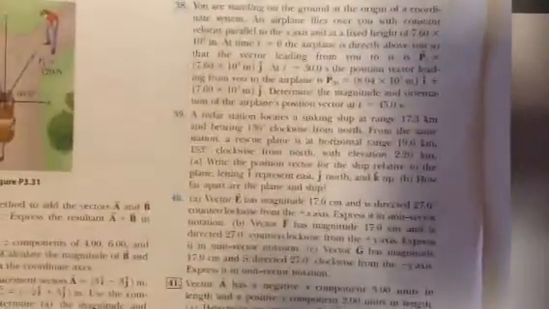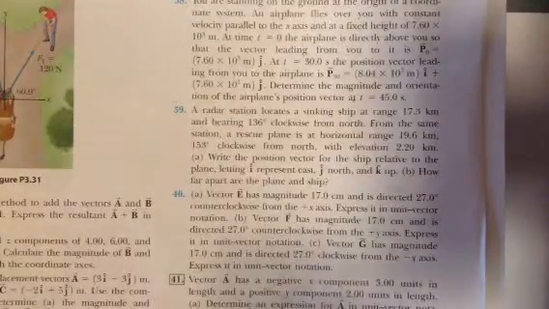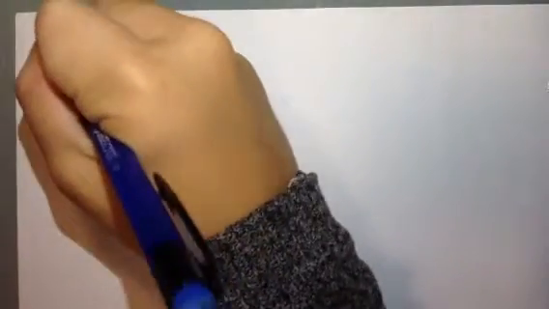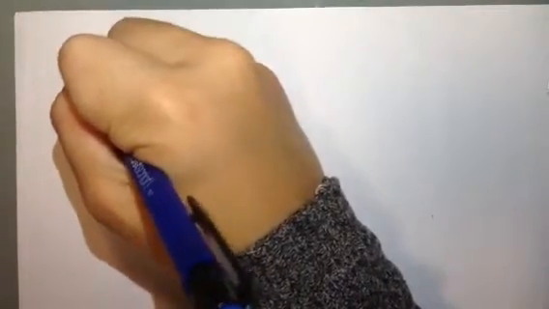Alright, so for the first part of the problem, what we want to do is draw a picture and figure out which information we do have and we don't have. What we do know is that there's a sinking ship and a rescue plane. We also know where each of these things are.